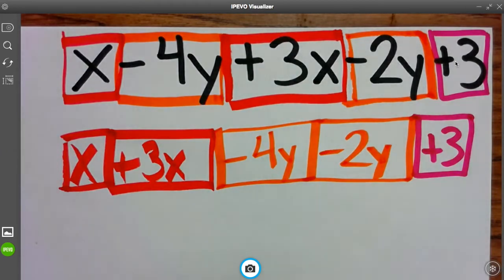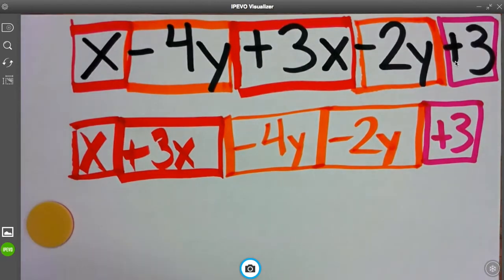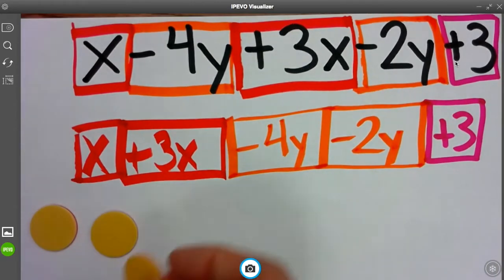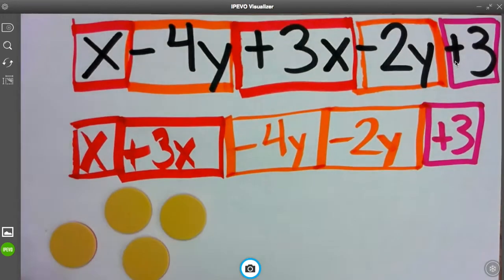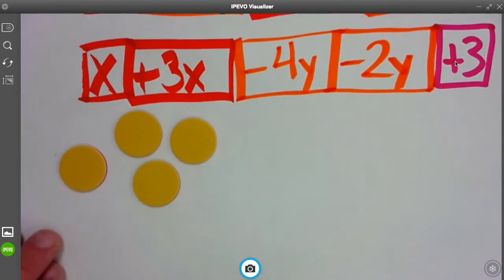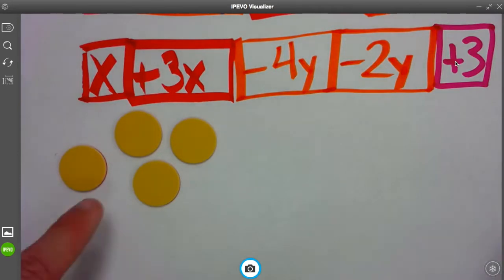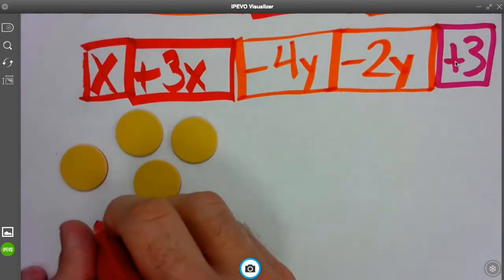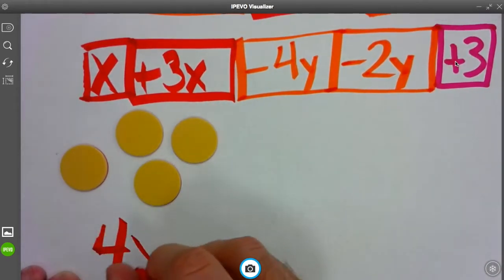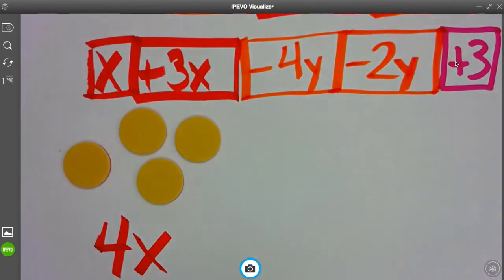So to help us visualize this, I'm going to use chips. So let me get some out. I have a positive x, and I'm adding 3 positive x's to that. So now I have an x, I add 3 positive x's to that. So that would be 4 positive x's. So that would be that answer.